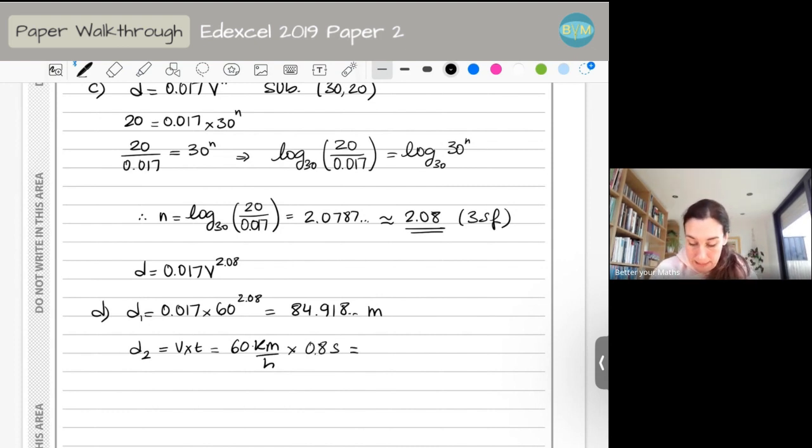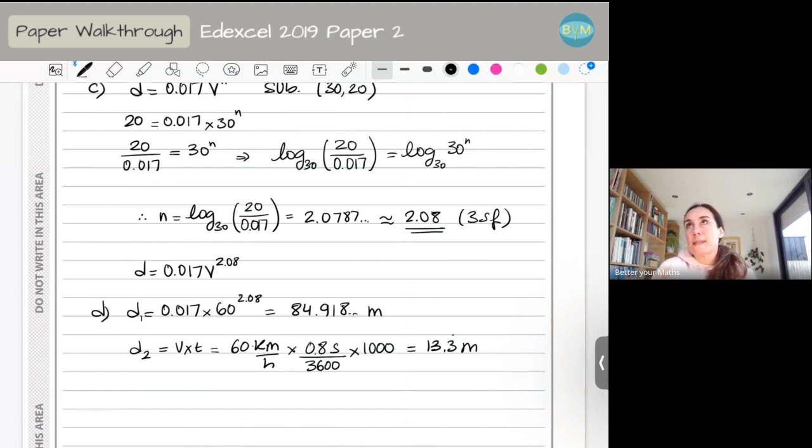So what I'm going to do is divide by 3,600 to have the hours in the denominator in seconds, and multiply by 1,000 to have meters. So these kilometers into meters, and this in seconds, all in seconds. And I have 60 times 0.8, which gives 13.3 recurring meters.